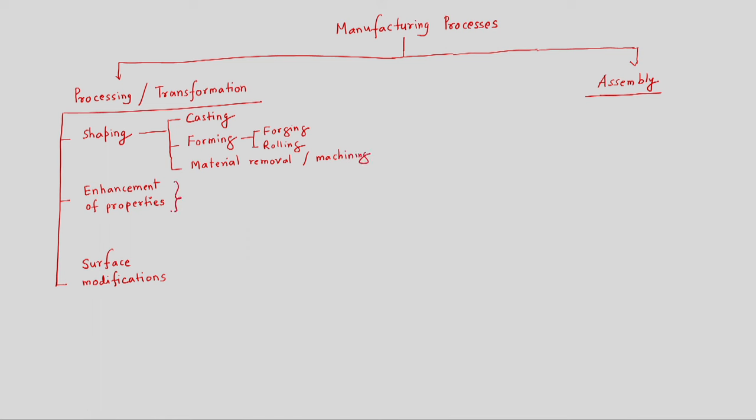Enhancement of properties will be carried out by using the various heat treatment processes where the hardness can be increased. So various processes are there, such as the annealing operations. As far as surface modifications, as we have seen, we have to carry them out for the cleaning purpose, for painting operation, then surface treatment, then texturing, coating and deposition.